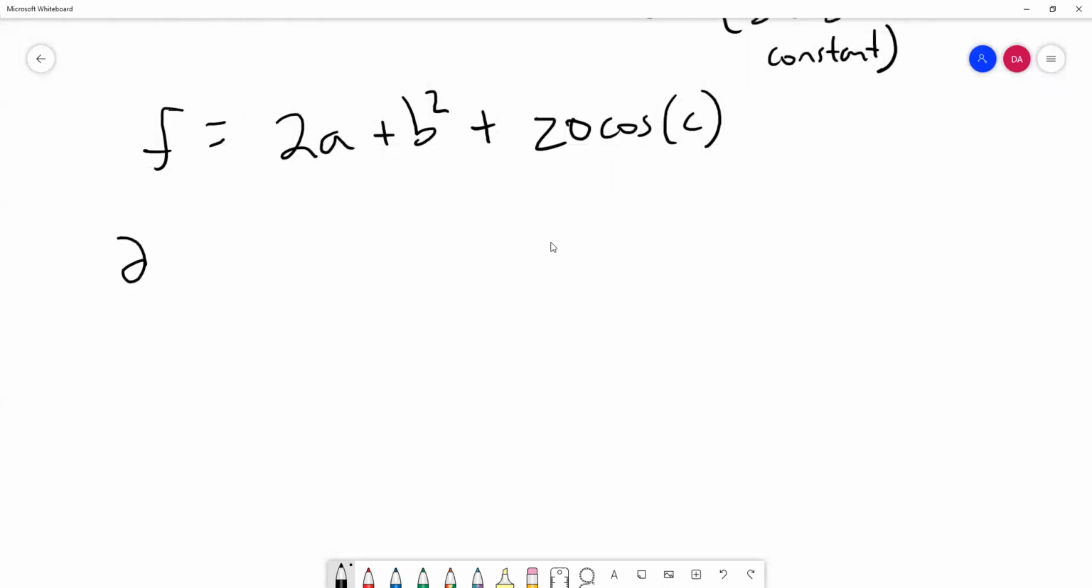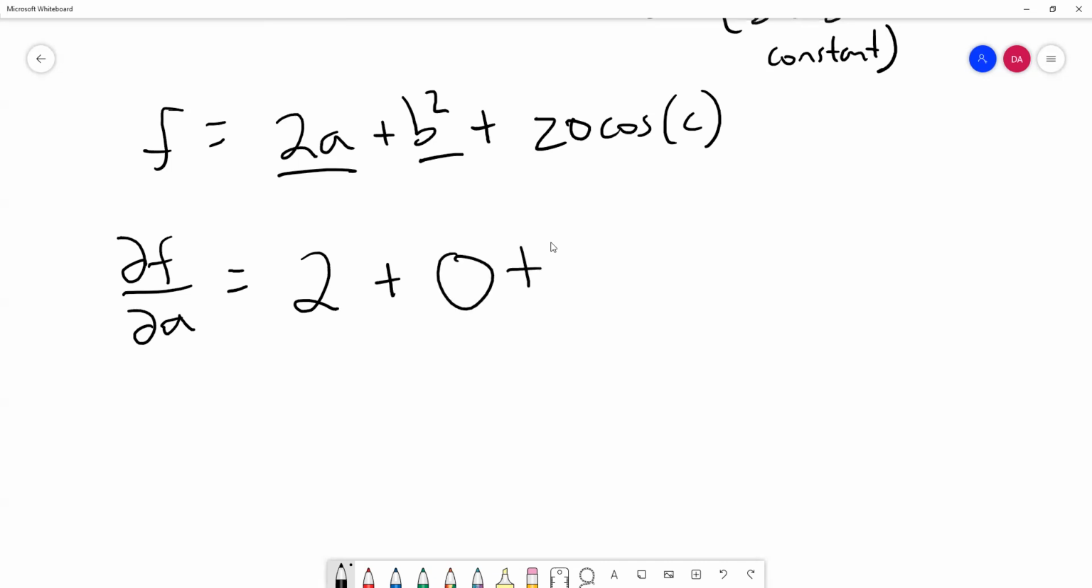If I want to find out how f changes when only a changes, I have to treat b and c as constants, which means my derivative will be the derivative of this term with respect to a, which is just 2. The derivative of this term with respect to a, but there's no a here, and b is a constant. And what's the derivative of just a constant? 0, good. And again, for the term 20 cosine of c, c is a constant, so the derivative is just 0.